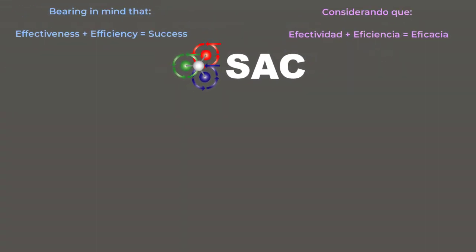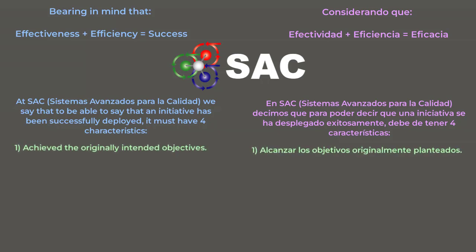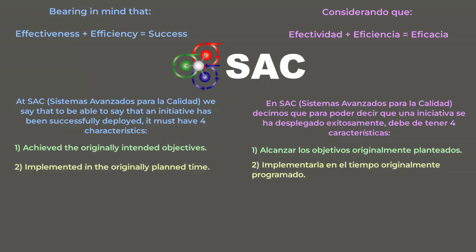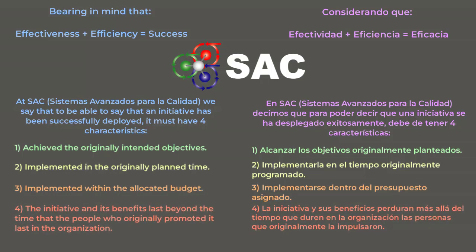Bearing in mind that effectiveness plus efficiency equals success. At SAC, Sistemas Avanzados para la Calidad, we say that to be able to say that an initiative has been successfully deployed, it must have 4 characteristics. 1. Achieve the originally intended objectives. 2. Be implemented in the originally planned time. 3. Be implemented within the allocated budget. 4. The initiative and its benefits last beyond the time that the people who originally promoted it last in the organization.